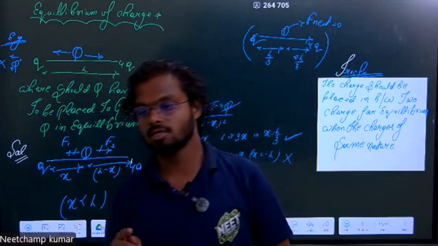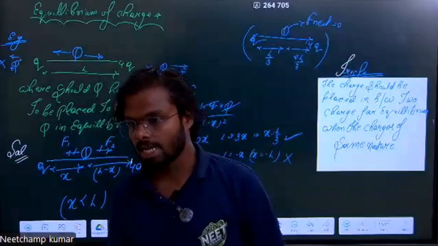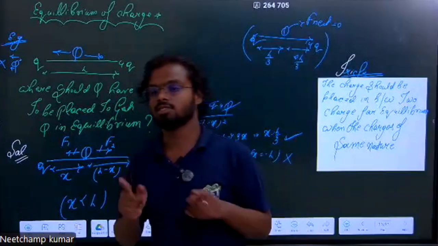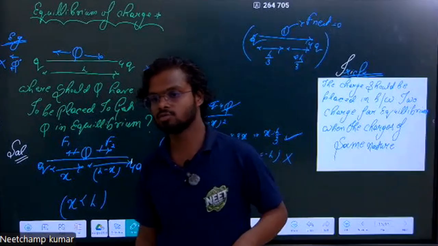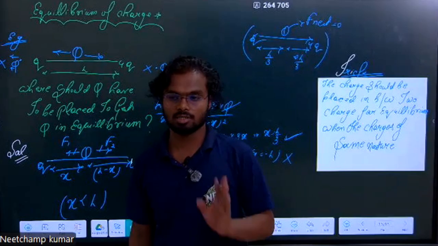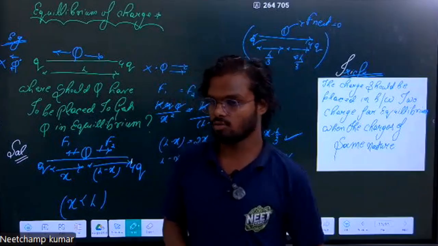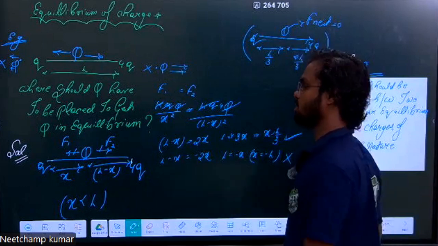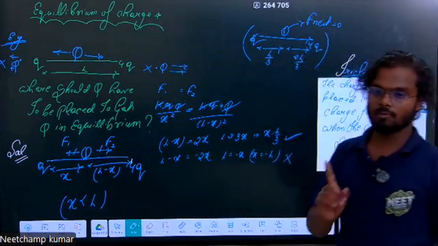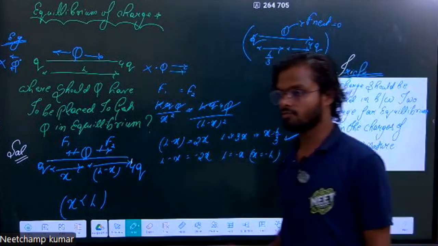So if there are two charges of same nature, then our third charge should be placed in between the two charges to get the charge into equilibrium. And how to calculate that distance, we know from this basic calculation. So this is the first conclusion we have drawn.